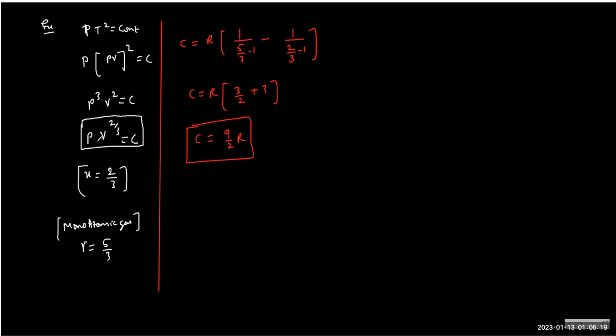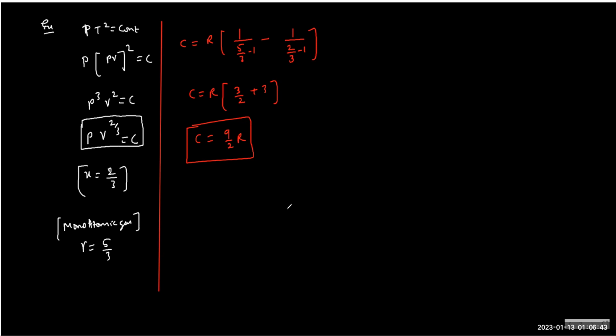For this process, the C is 9 by 2R. If you are following this process, then the C of this process is bound to be 9 by 2R. So it is constant, and of course, it is only for the process which I have written on the left. T square constant, right? Any doubt in this?